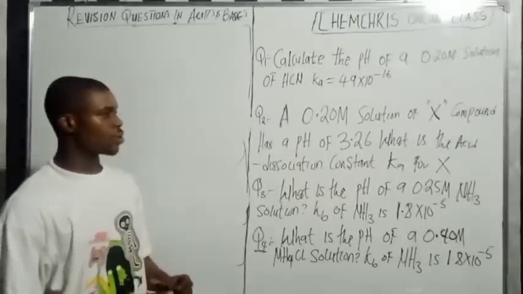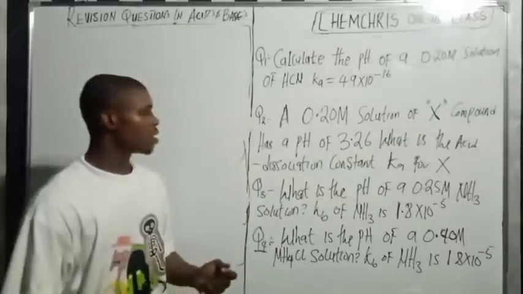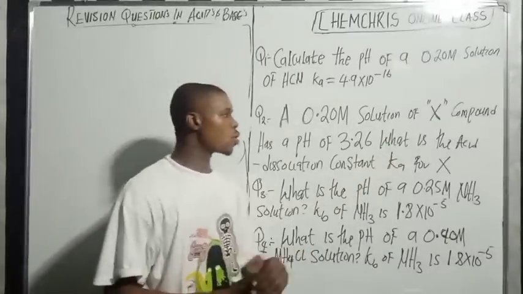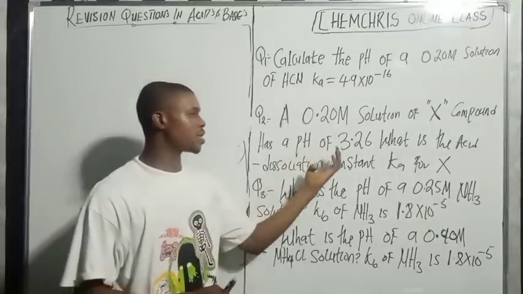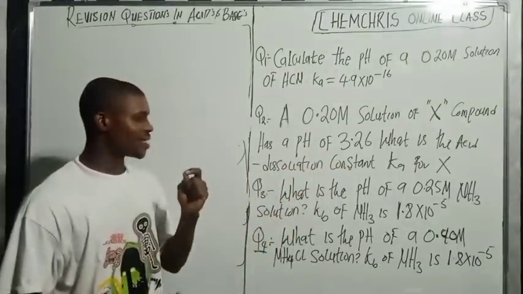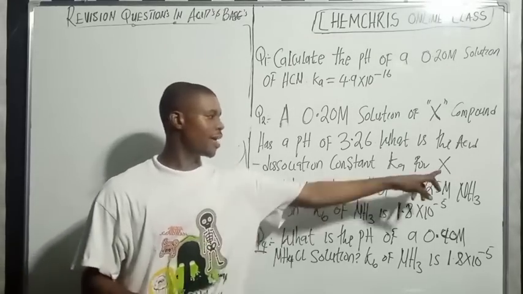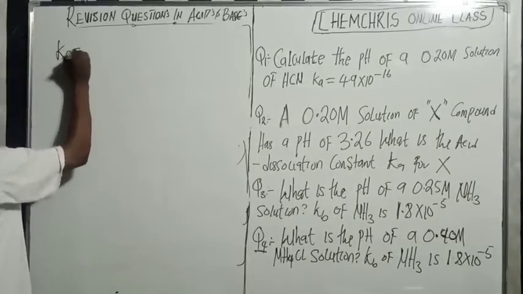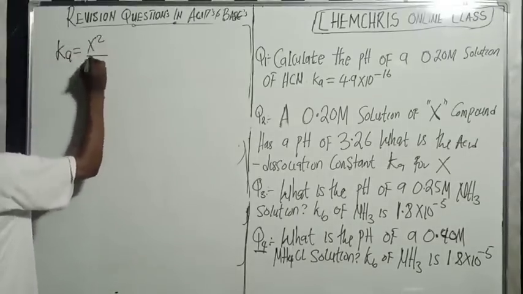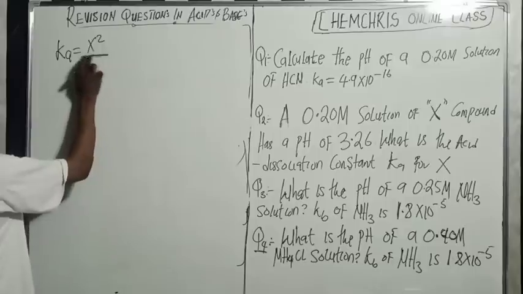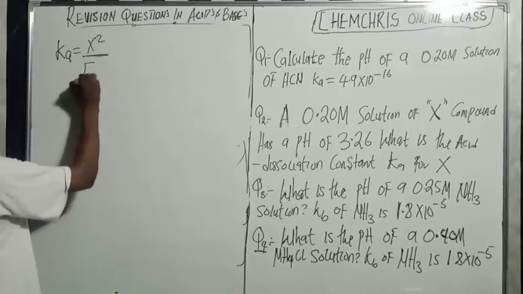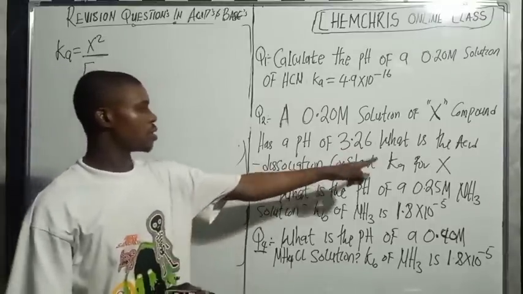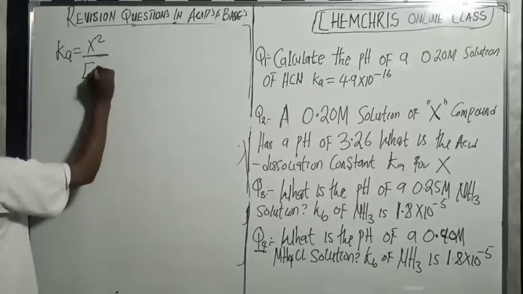A 0.20 molarity solution of compound X has a pH of 3.26. What is the acid dissociation constant Ka for X? Now if you are still using the same formula here, Ka equals what? X squared over the concentration of the acid, right?